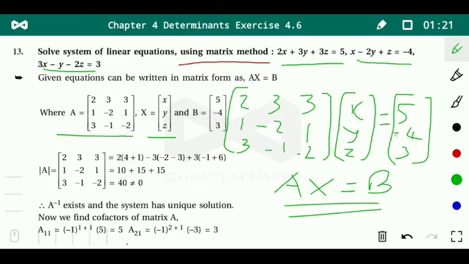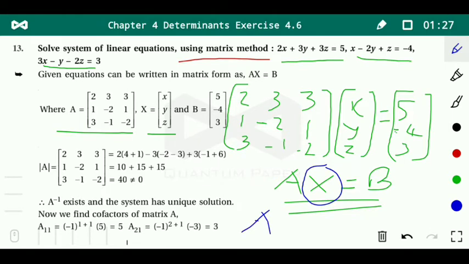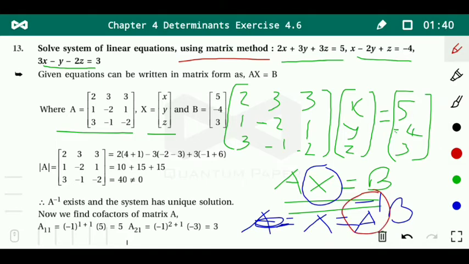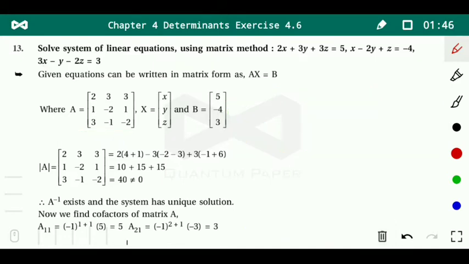Now we have to find the value of X, so we have to make X the subject. So we can write X equals A inverse into B. So simply we have to find out A inverse and then multiply with B. Okay, so now we have to find out A inverse. So for finding the inverse of A, we have to find first the determinant of A.